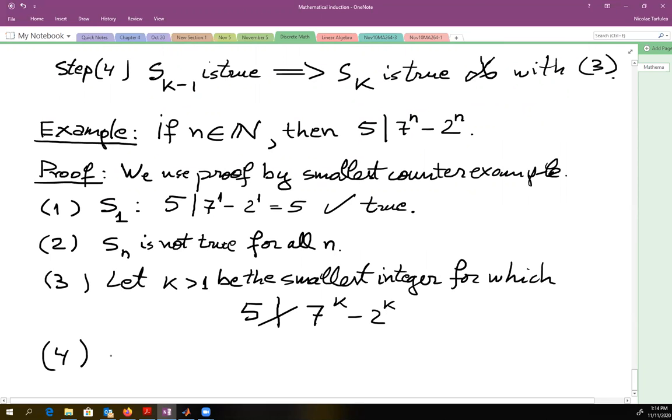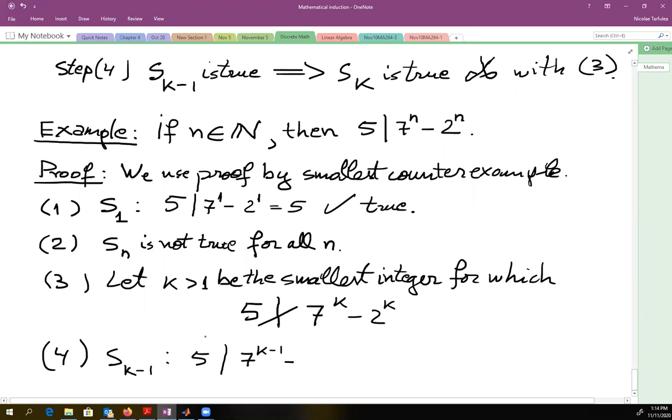Okay, we know that Sk minus 1 is true, because k is the smallest integer for which this property doesn't happen. We know that 5 divides 7 to the k minus 1 minus 2 to the k minus 1. Professor, for step 3, is that saying 5 is not divided by 7 to the k minus 2 to the k? No, 5 doesn't divide. Okay. Right? I mean, it's not a divisor of 7 to the k minus 2 to the k. So this is the smallest one.